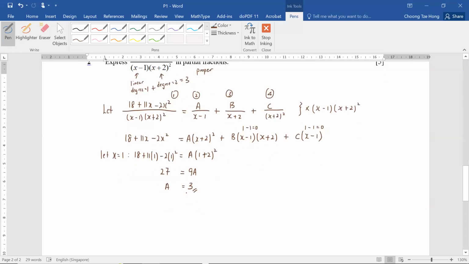Let's go ahead and now find the next one. The easiest one to find would be C. Because for C, what we can do is let x be -2. Because if we have -2 plus 2, then this becomes 0. Then A and B will be gone, then we can find C. So let's do that. Let x equal -2.